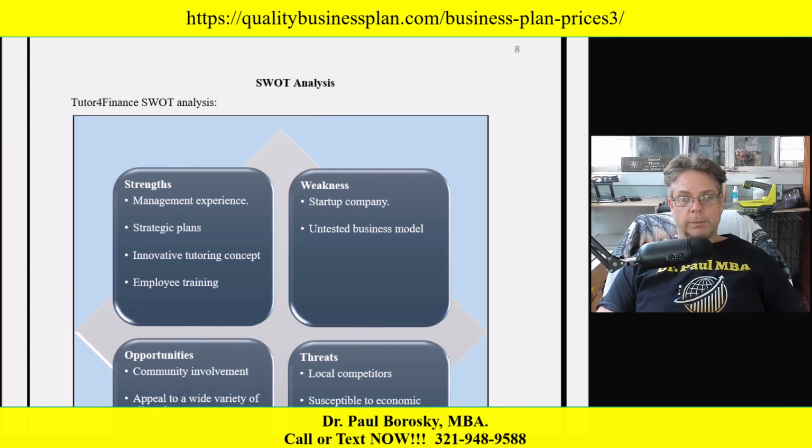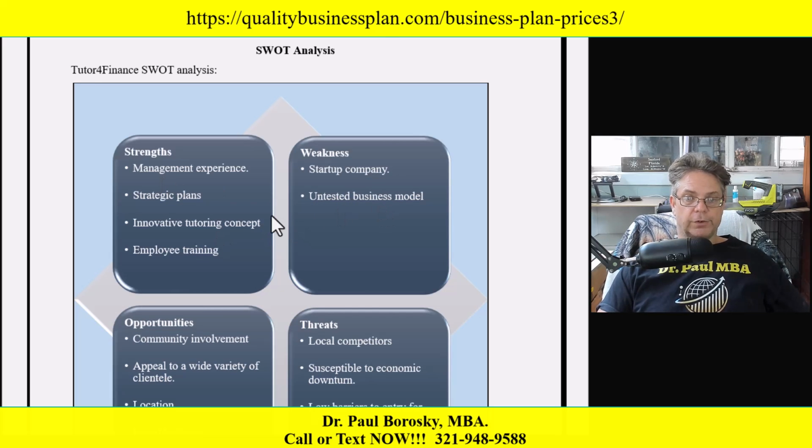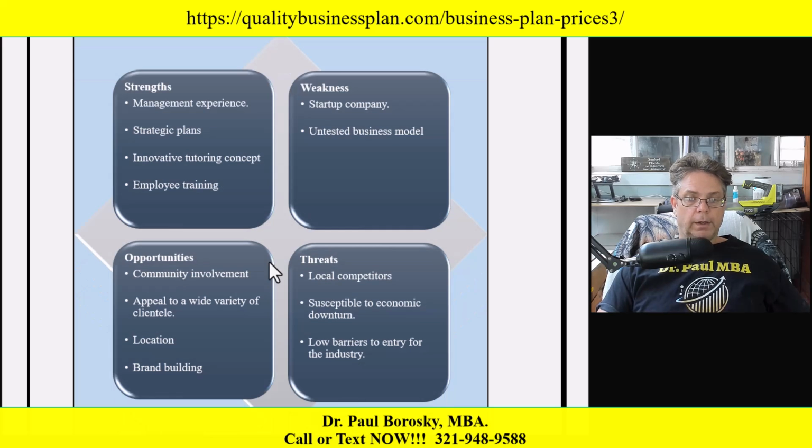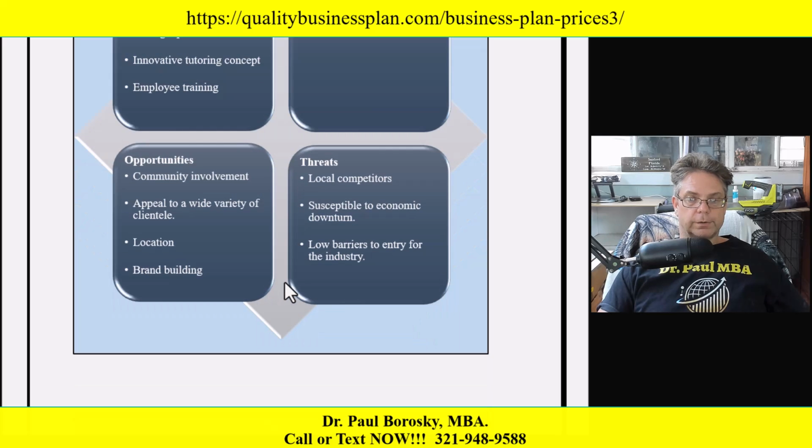And the next section up is the SWOT analysis. The SWOT analysis is pretty straightforward. It's going to be your strengths and weaknesses, and that is your internal environment for your business. And then also your opportunities and threats. We'll talk about those really briefly, and that's going to be a review of your external environment.